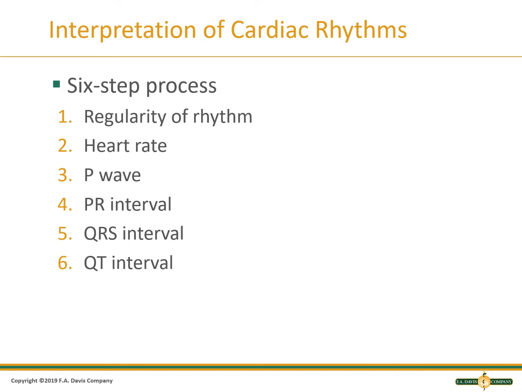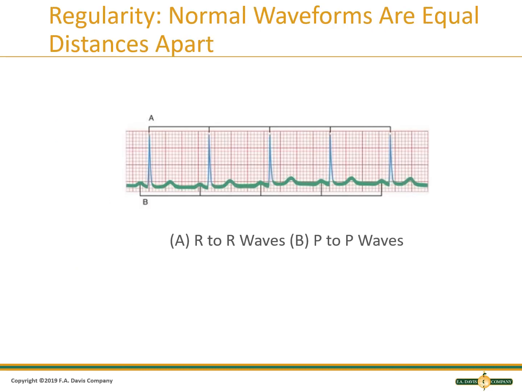The first 5 steps identify the ECG rhythm according to the 5 rules for each arrhythmia. The sixth step involves QT interval measurement. For the purpose of this class, we are going to concentrate on the first five. A 6-second ECG strip is used when interpreting rhythms.